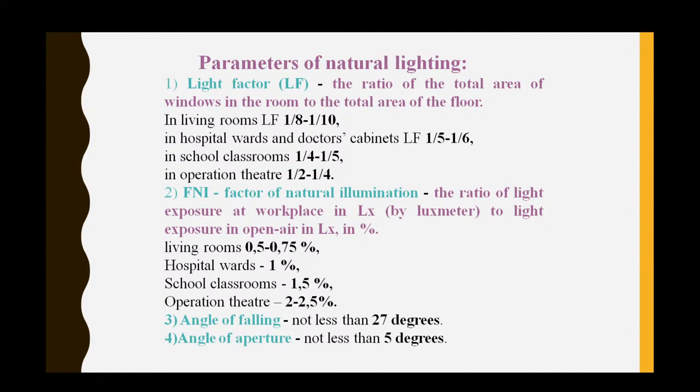And you should understand, 1/4 is more than 1/8. There are higher requirements for operation theater and the minimum parameter for the living rooms, because these standards depend on direction of this premise. Next parameter, factor or coefficient of natural illumination, is ratio of light exposure at workplace in lux, which we measure by lux meter, to light exposure in open air, in percentage. Standard for living rooms 0.5-0.75%, for hospital wards 1%, classroom 1.5%, and operation theater minimum 2%. Angle of falling should be not less than 27 degrees, and angle of aperture not less than 5 degrees.